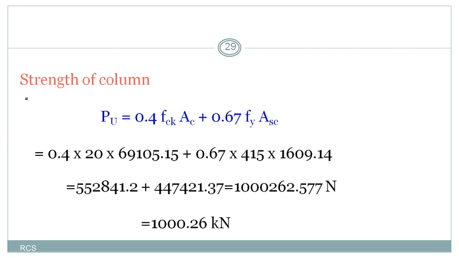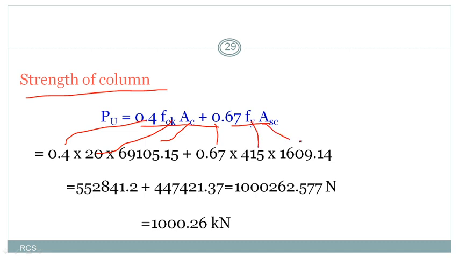The strength of the column can be calculated as Pu equal to 0.4 Fck Ac plus 0.67 Fy Asc. Now substitute: 0.4 is 0.4, Fck is 20, Ac is 69105.15, 0.67 is 0.67, Fy is 415, Asc is 1609.17. If you simplify that, we will get 1000.26 kilonewton as the load carrying capacity of the column. This is the factored load. What was asked in the problem? The safe load excluding the self-weight of the column.